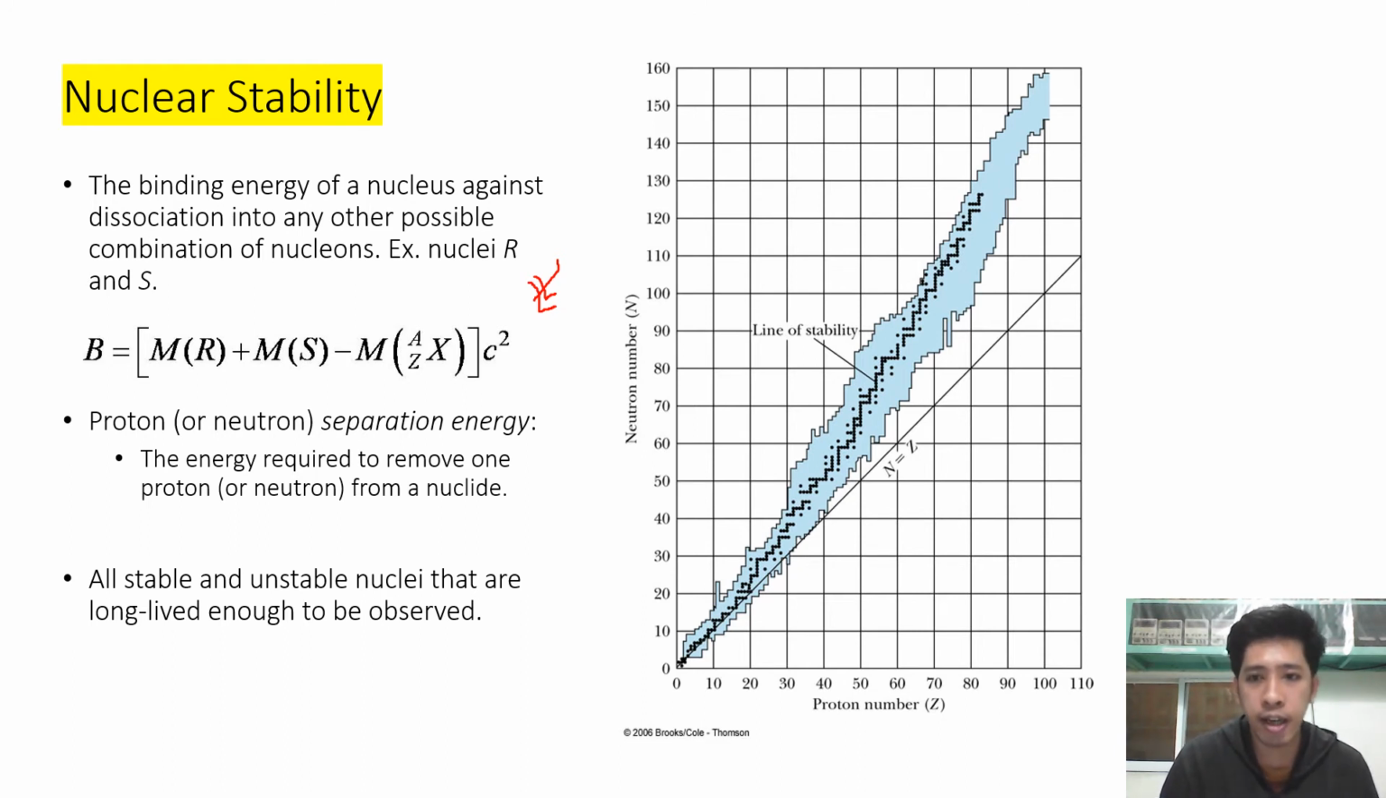And what you see here is the Segre chart. It's spelled S-E-G-R-E. So this is a chart where all stable and unstable nuclei that are long-lived enough to be observed are placed. This is actually an interesting chart, and you will see later in the next slides why.